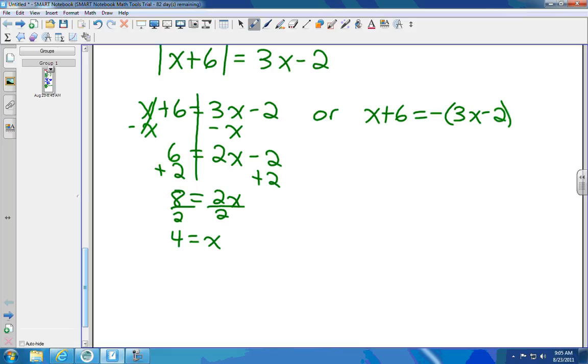And then you got to come over here and solve. What do we need to do there first step? Distribute that negative in there. Change those signs. So we have x plus 6 equals negative 3x plus 2. So we distribute that negative 1 inside there, changing the sign. And you just solve like we did the other side.